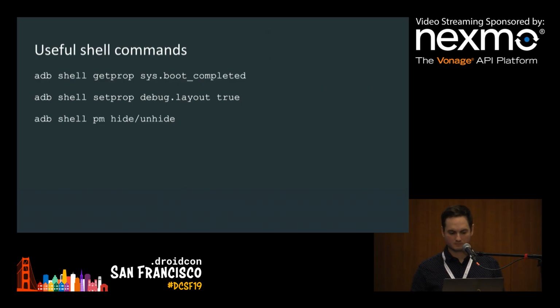And we can also do something called pm hide, which is a command for package manager, which allows us to hide certain packages, and therefore we cannot open them. So, for example, if we are developing a custom launcher for our device, we can hide the default launcher, and therefore the system will not ask us which launcher we want to choose if we click on Home.